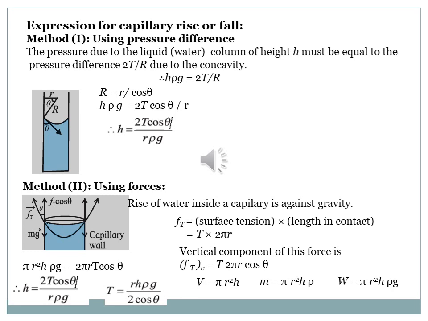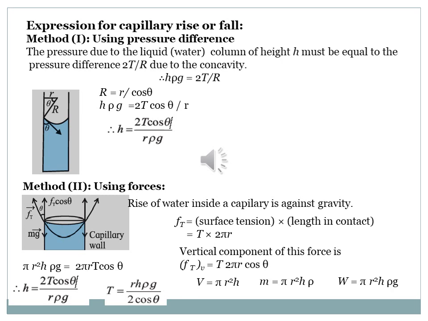It must be V into rho. V is pi r square h into rho. That will be m. Now we'll see what is W. It is nothing but m into g. m is nothing but pi r square h into rho into g. So you're getting W. So W and the vertical component of this force should be balanced to each other.